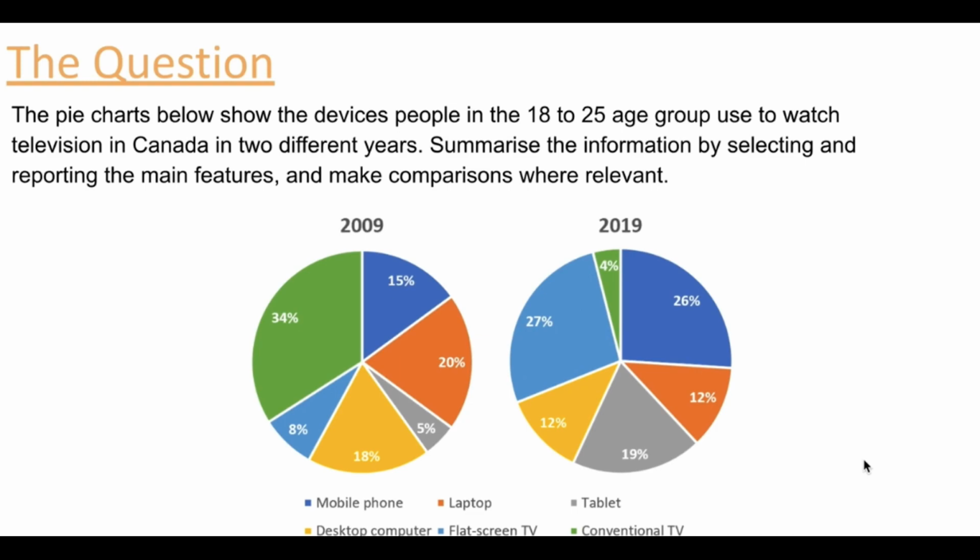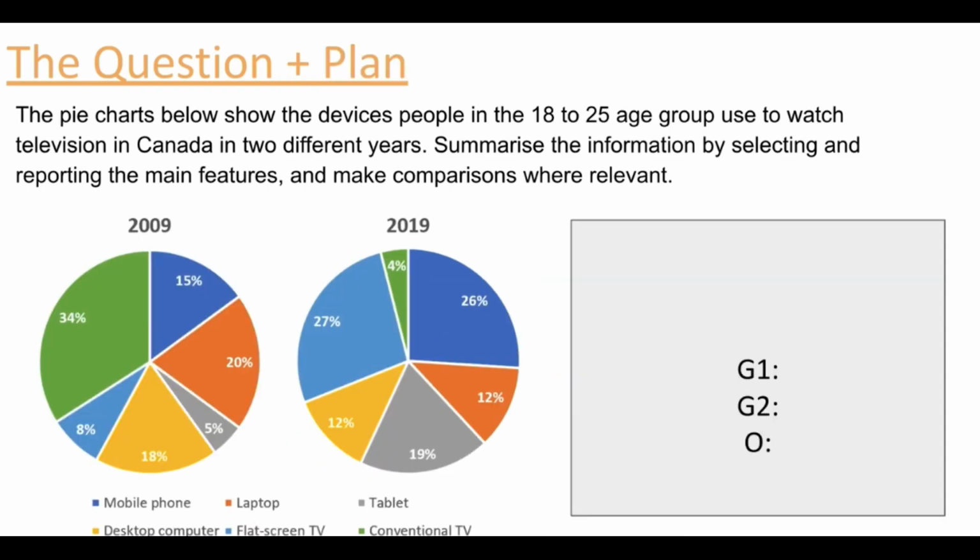Right then, so initial thoughts. Wow, initially I am looking at conventional TV. That is the most dramatic drop out of any device. Then we have a few increases. Flat screen TV increases a lot by 2019. Another increase, we have tablets. Okay, so a variety of information here that we are now thinking about how we're going to report this back in the essay. So, of course, we need to group this together.